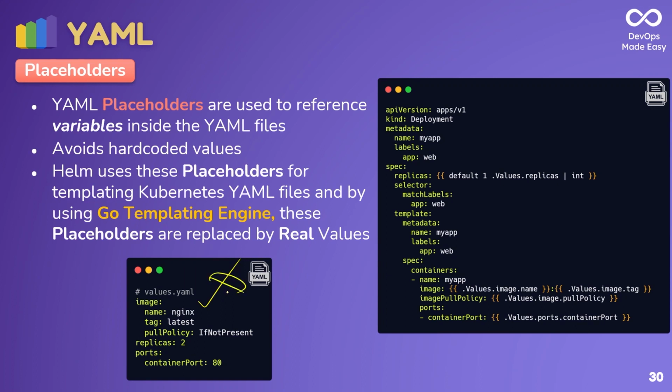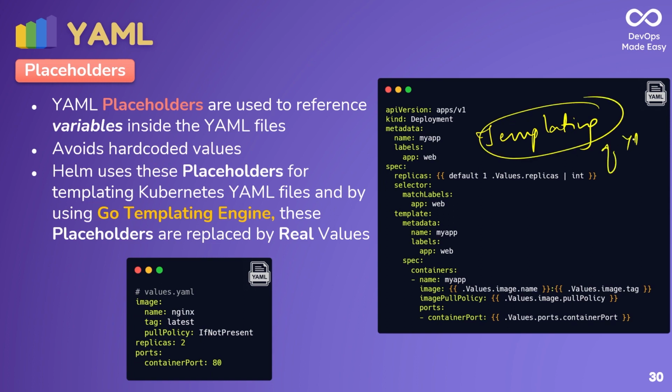This way of mentioning placeholders, and also I can have different images and different tags, pull policy, container ports. So all these are placeholders. These are known as templating. This templating of YAML files is done in Helm. Helm uses this templating.